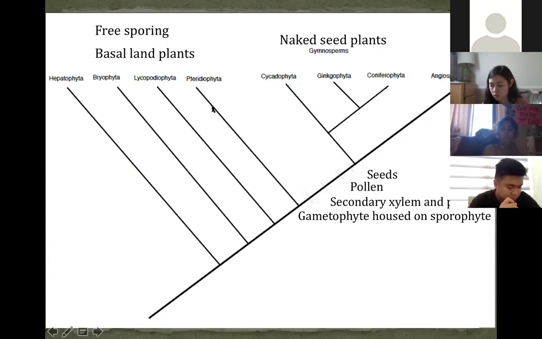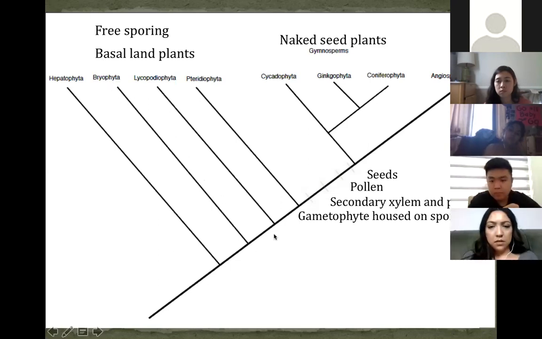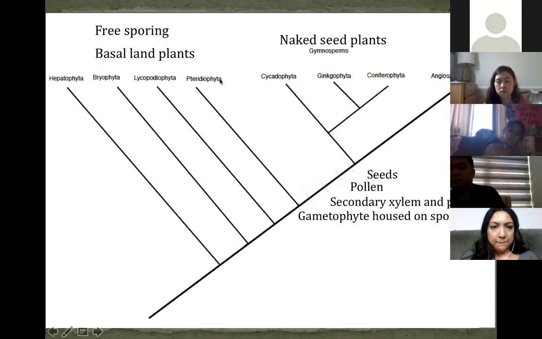But here on the left, again, we have our basal land plants. Right here is Hepatophyta. That's the old name for the liverworts. We refer to the liverworts now as Marchantiophyta, but same thing, Hepatophyta, Marchantiophyta, both referring to the liverworts. Then we have the Bryophyta, so those are the mosses, and then Lycopodiophyta, so that would include the lycopods and Selaginella. And then the last one is Pteridophyta. I don't really know if I'm pronouncing that correctly.